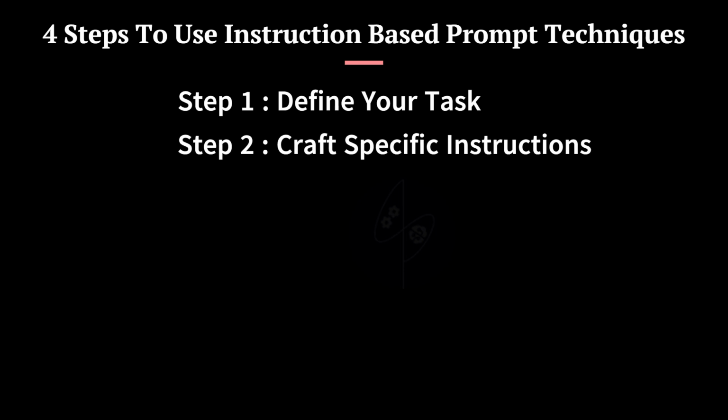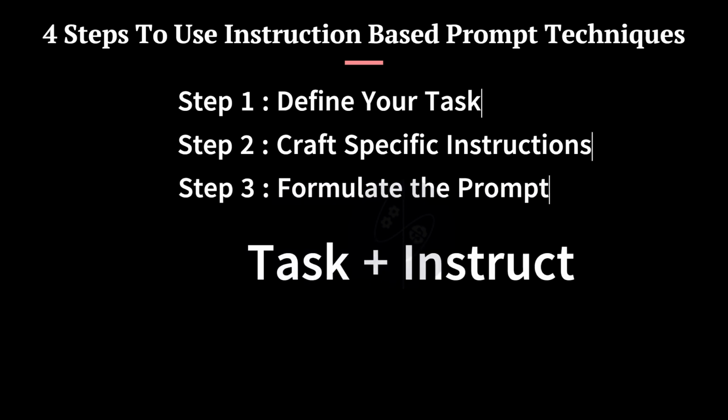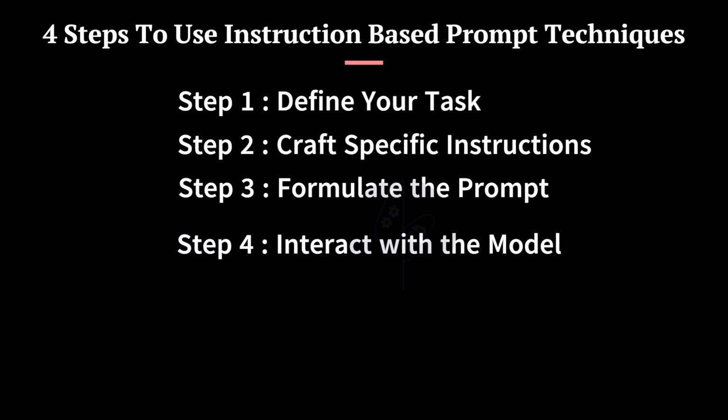Next, step 2. Craft specific instructions. In this step provide detailed and explicit instructions to guide the model's behavior. These instructions should align with your desired output and can specify factors like tone, accuracy, or adherence to certain guidelines. Once you have crafted your instructions, then you follow the next step. Formulate the prompt by combining the task and instructions into a coherent prompt using this formula. And at the last step, interact with the language model by providing the formulated prompt to ChatGPT.